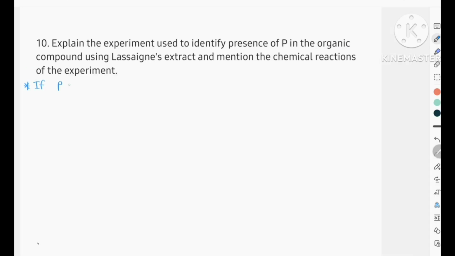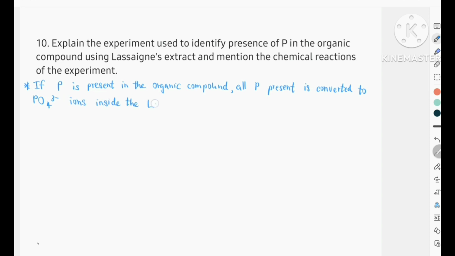10th question. Explain the experiment used to identify the presence of phosphorus in the organic compound using Lassaigne extract and mention the chemical reactions of the experiment. If phosphorus is present in the organic compound, all the phosphorus is converted to phosphate ions inside the Lassaigne extract.